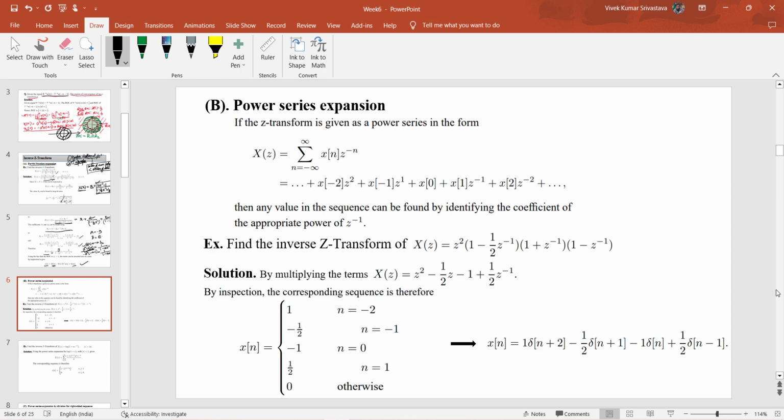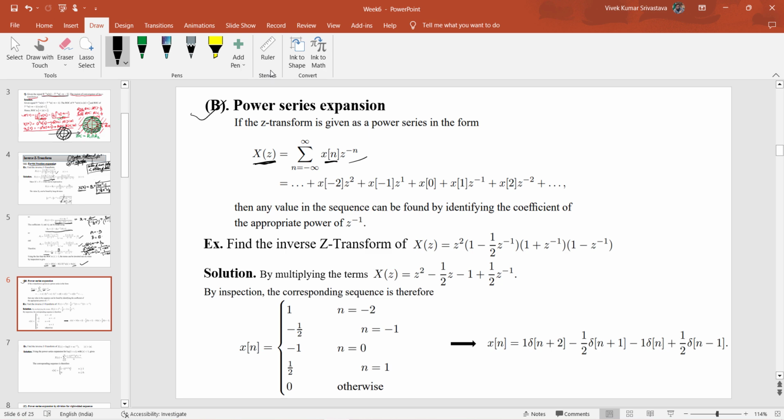There are several other methods by which we can also determine the inverse z transform. One of them is power series expansion. As we know, the z transform of any signal x[n] is written as the summation, n equals minus infinity to infinity, of x[n] z raised to the power minus n.